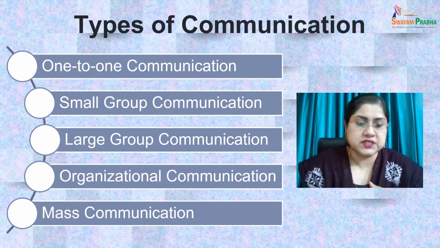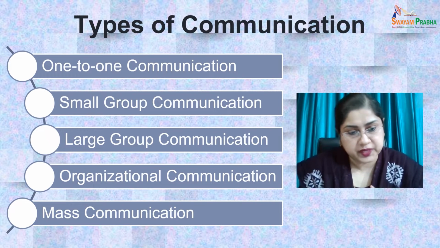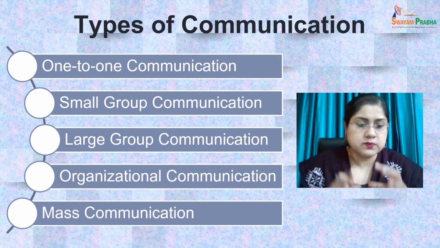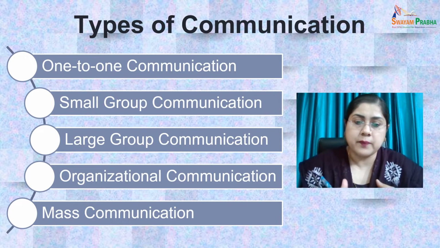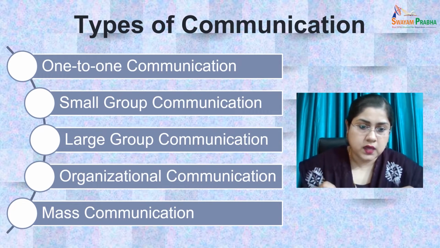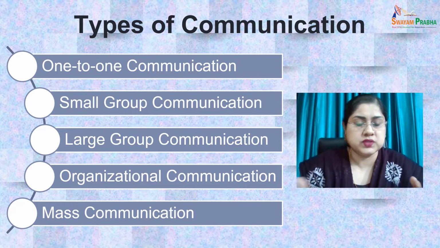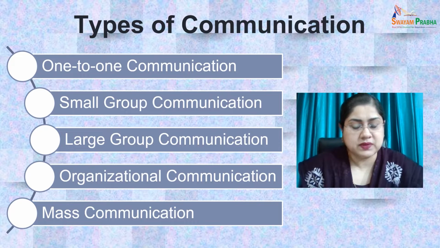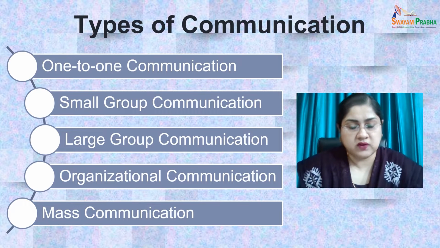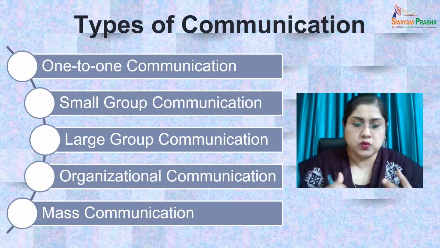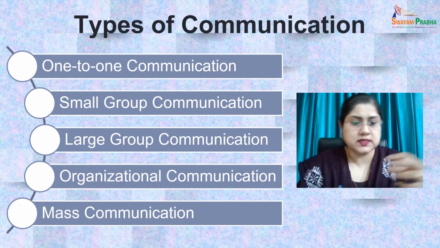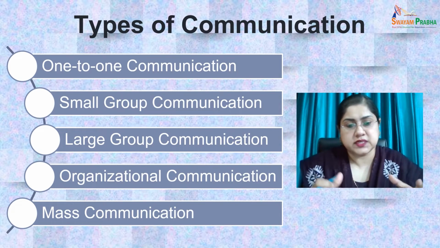The next type of communication is small group communication. What exactly does it mean? Small group communication occurs in both formal and informal ways, and it can happen among the members of a small group which can consist of more than two individuals. Let us take the example when one of the parents, the father, is talking to two of his children, or the mother is talking to two of her sisters. In this way we can say that small group communication is happening.